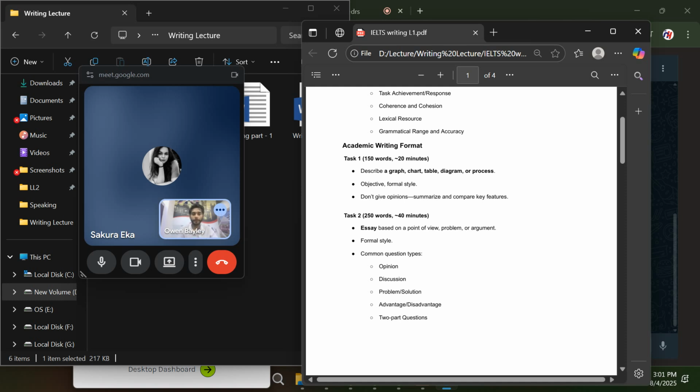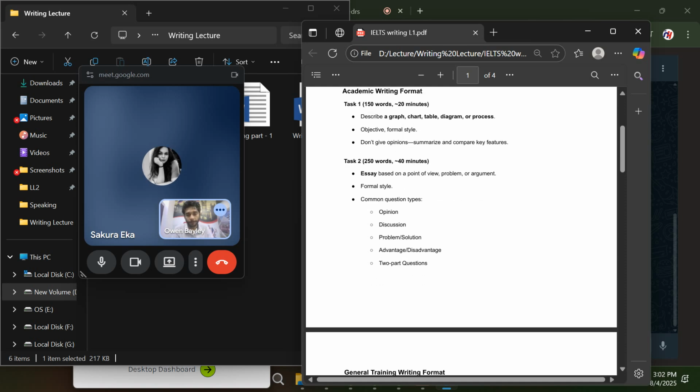So when you're writing, you have to write formally, so you cannot use any contraction like haven't, can't, don't. You have to write the full thing, and don't give opinions, summarize and compare key features. So yes, in part one, you don't have to give your opinion. You have to focus more on how to summarize the whole thing and write about it and mention the key points or the key features.